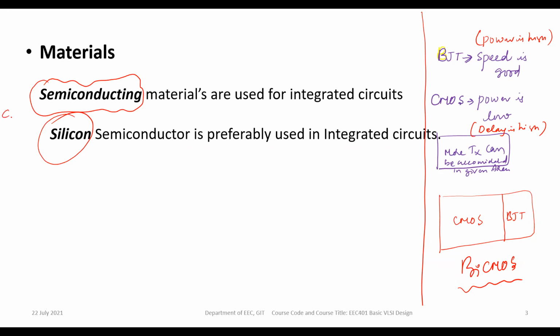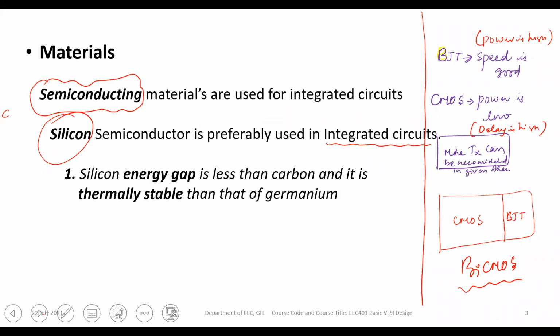Carbon is there, arsenic is there, boron is there. So many things are there, right? Out of all those, silicon is the semiconducting material we use for integrated circuits. In most cases, the majority of ICs are based on silicon only. So why is silicon preferred? That's an important question. If you observe the periodic table, the fourth group elements are the semiconductors. The first one is carbon, the last one is germanium, and the middle one is silicon.